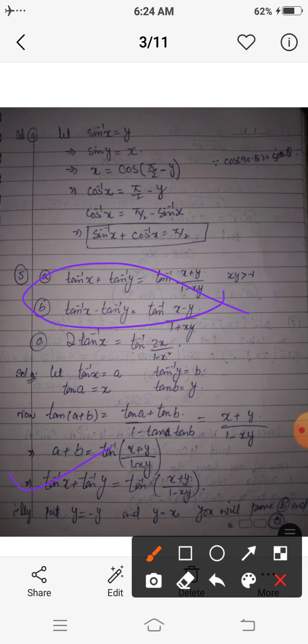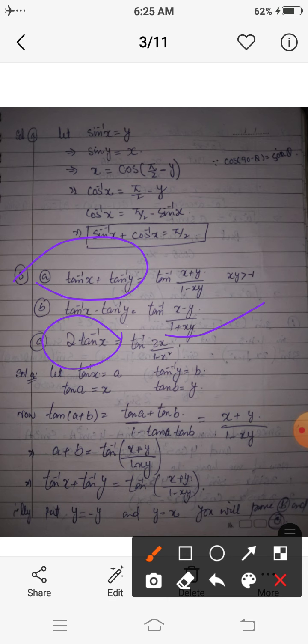Similarly, this identity is true for each and every y. In particular, it is true for x equals y. So when we replace y by x in part a, it is tan inverse x plus tan inverse x, which is 2 tan inverse x; x plus x is 2x here, and 1 minus x into x is 1 minus x square. So in this way you can prove these three parts.